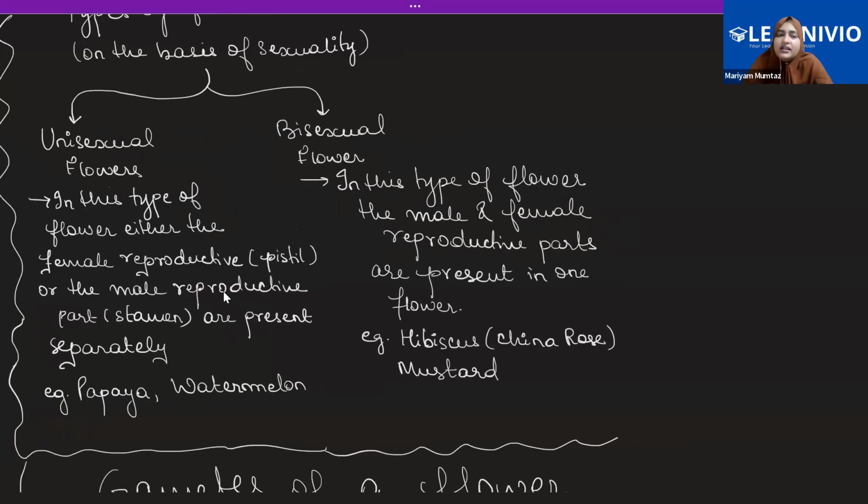So remember, in unisexual flowers, cross-pollination will happen, isn't it? Because there's no male and female in one, obviously the pollen grain has to travel elsewhere. So in unisexual flowers, cross-pollination always takes place. Now in bisexual flowers, the male and female are in one, so no external pollen is required. It will undergo self-pollination. Plants that have bisexual flowers are hibiscus, that is China rose, and mustard. Clear, students?